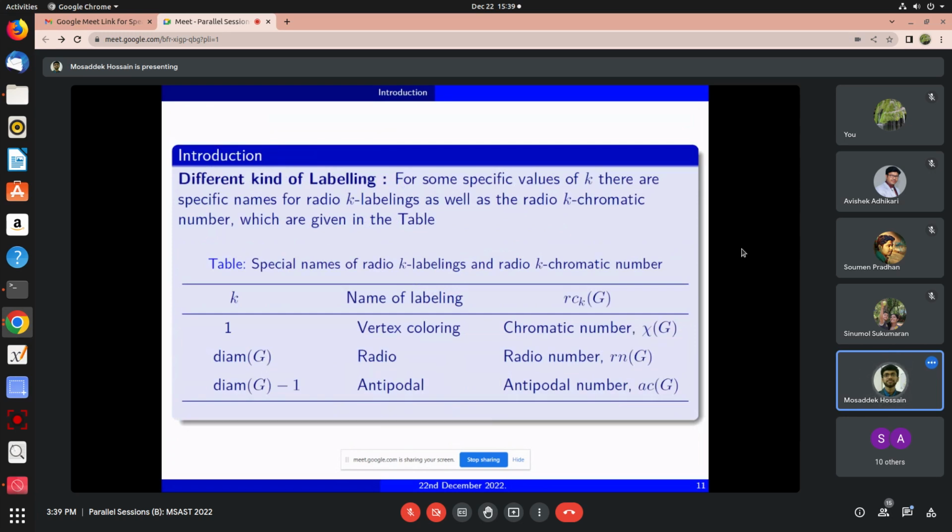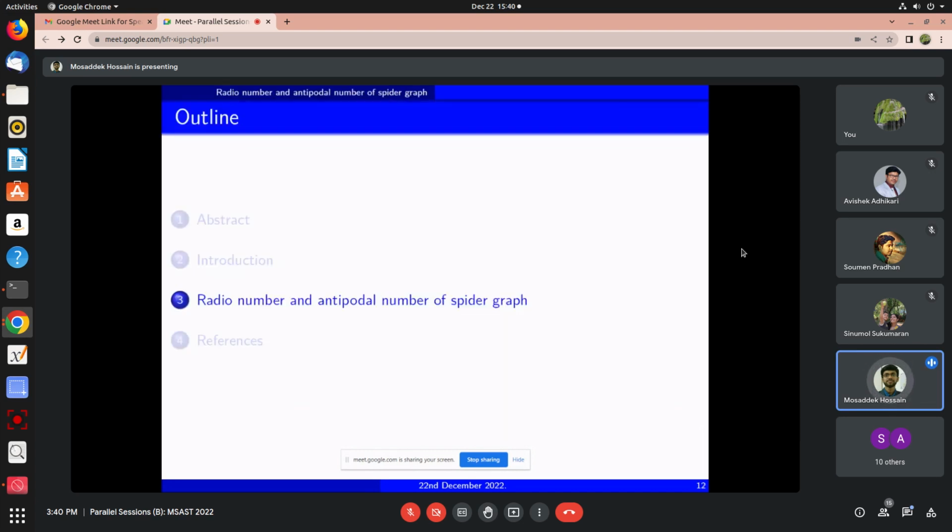Different kinds of labeling. For some specific values of k, there are specific names for radio k-labeling as well as radio k-chromatic number. If we take k equal to 1, then the labeling name is vertex coloring and it is called the chromatic number, that is, chi of G. If we take k equal to the diameter of G, the name of the labeling is radio labeling and the radio number rn(G). Similarly, if we take k equal to the diameter of G minus 1, then the name of the labeling is antipodal labeling and it is called the antipodal number, that is, ac(G).